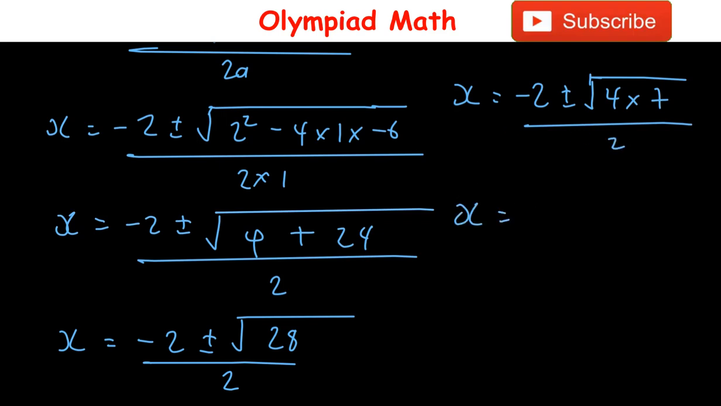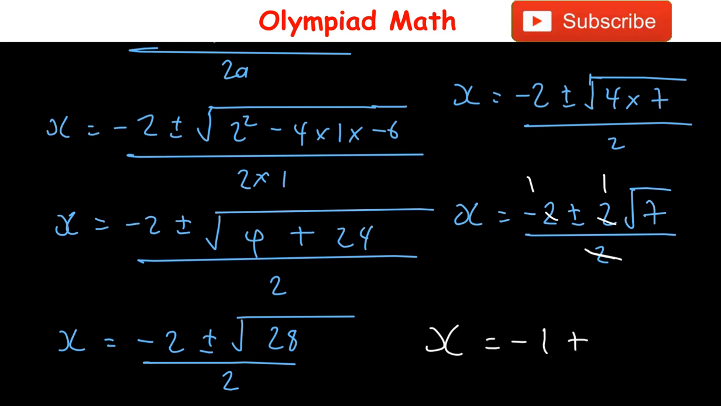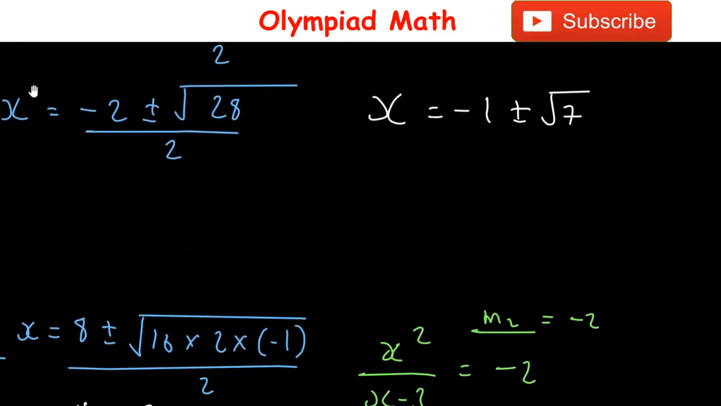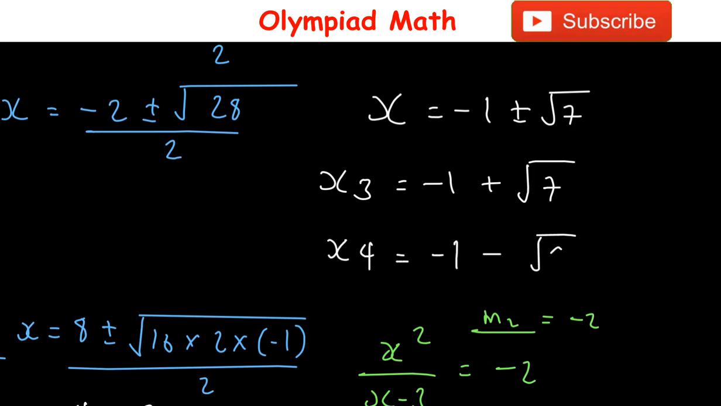So x is then equal to minus 2 plus or minus square root of 4, which is 2, times square root of 7, and this is divided by 2. So with this, 2 we divide 2, we have 1, and 2 we divide 2, we also have 1. So the value of x is equal to minus 1 plus or minus root 7. And with this, we have the third solution of x, that x3 is equal to minus 1 plus root 7, and x4 is equal to minus 1 minus root 7.